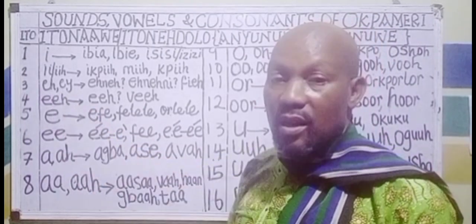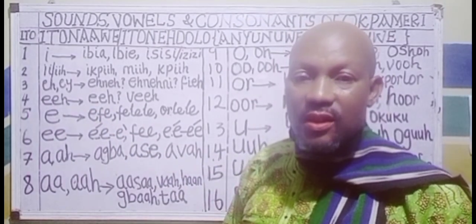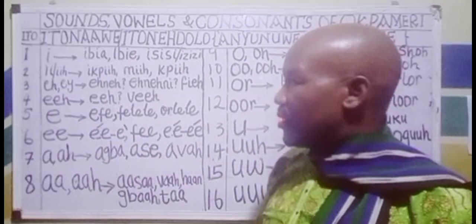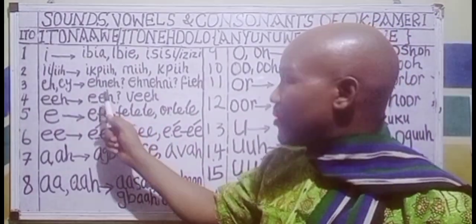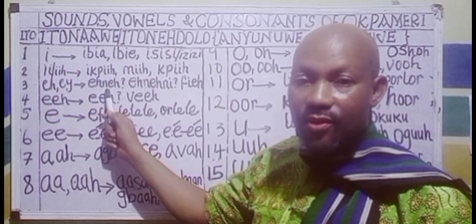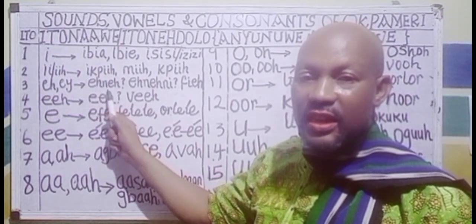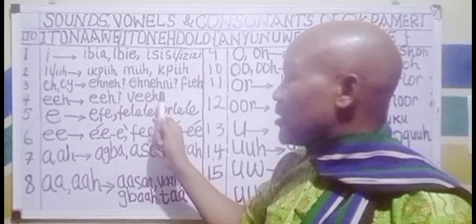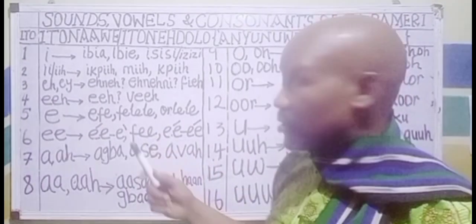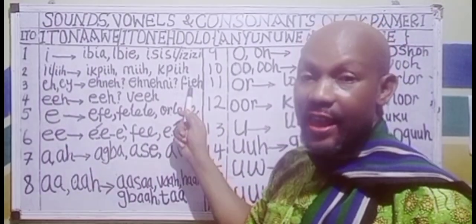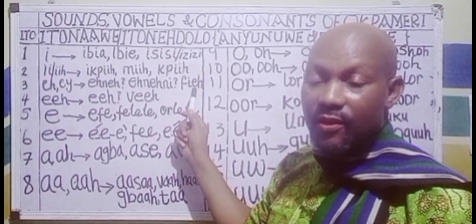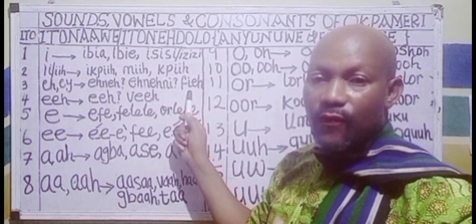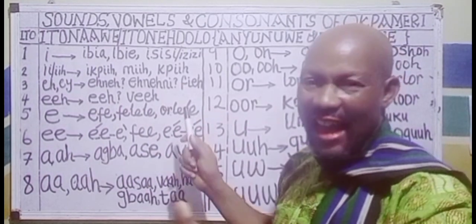Then we have the A sound. A can be spelled as EH or EY. A good example in Okpameri is ene or eneni. Eneni is a variant of ene, which means what. And then fie, meaning to blow or to set fire, for example fiejani or fienya.